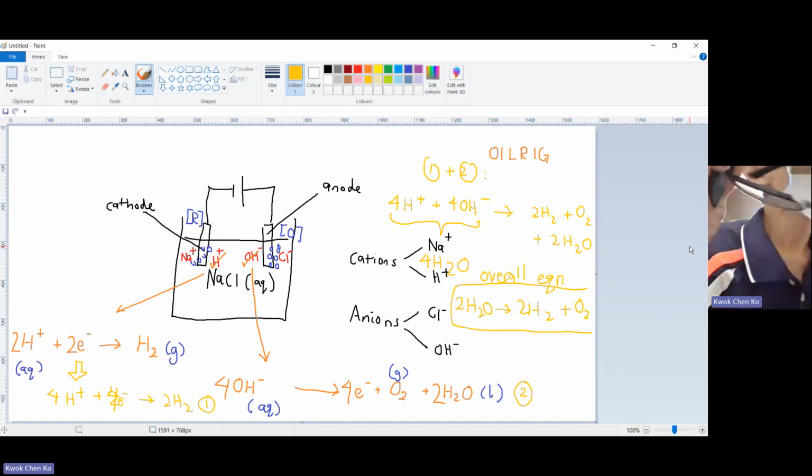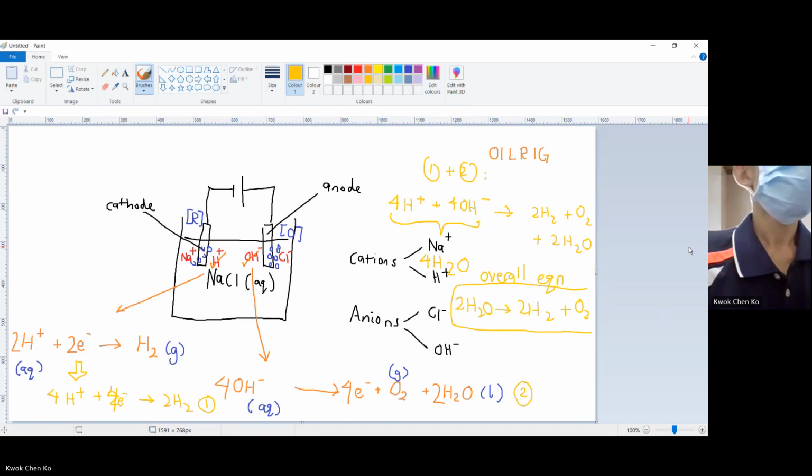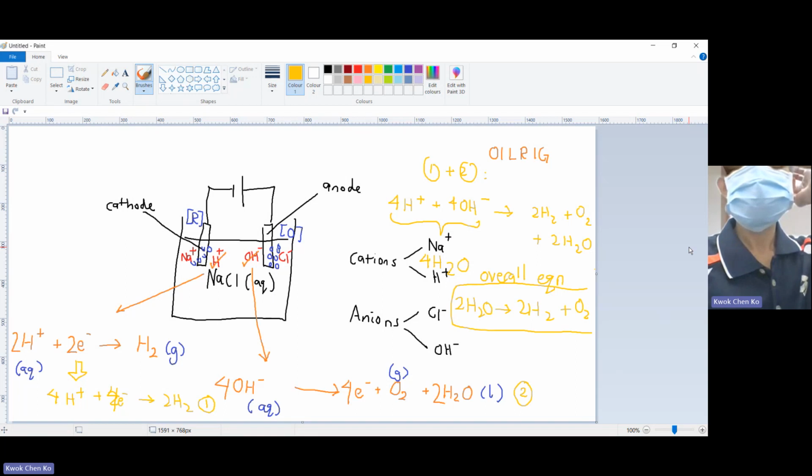You remember in your primary school, you can use electricity to split water. That means you use electricity, it goes through water, it converts to O2 and H2. That is this one. I want you to write down the overall equation, or sometimes we use the term overall reaction, because your question may ask you to do that. But you can't remember every case. This is just one single case.